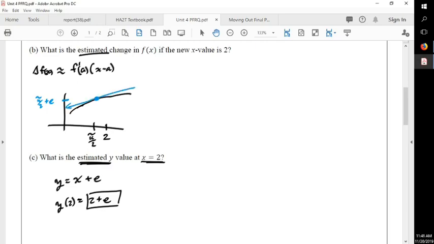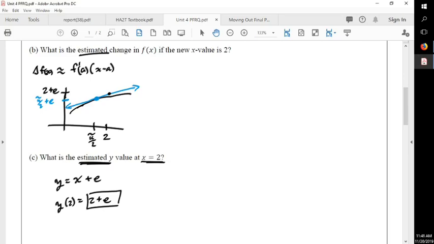Now, when we use tangent line approximation, instead of plugging 2 into the original function, we're plugging 2 into the tangent line so we can find this y value right here. This y value is the approximated y value, which we found down here, 2 plus e. This is an actual y value that we get from where the tangent line is.